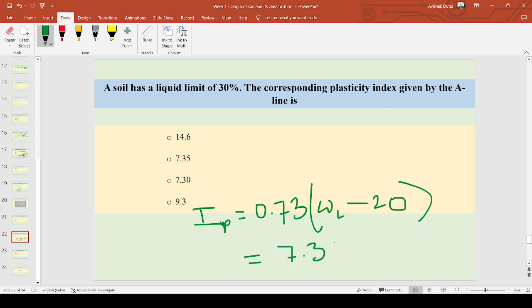Clear? Is it clear, Himani? Is it clear now? Hello? Yes, sir. Okay, I saw your message. Yeah, okay. So the third option is the answer.